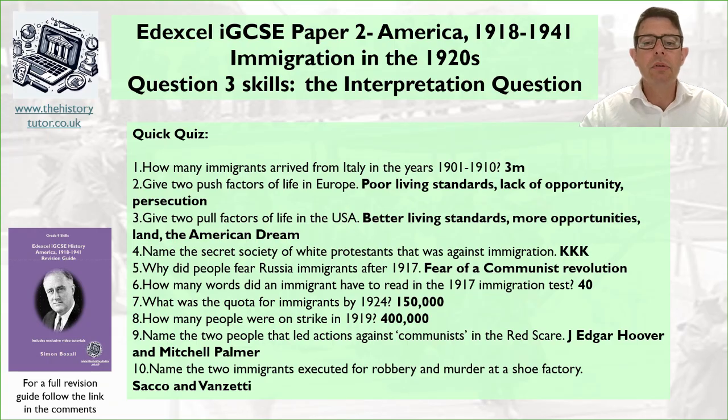And how many people were on strike in 1919? 400,000. Now, why have I got a question in there? Well, we want to start thinking about how immigrants are driving down wages, creating competition with jobs, and American workers aren't very happy.